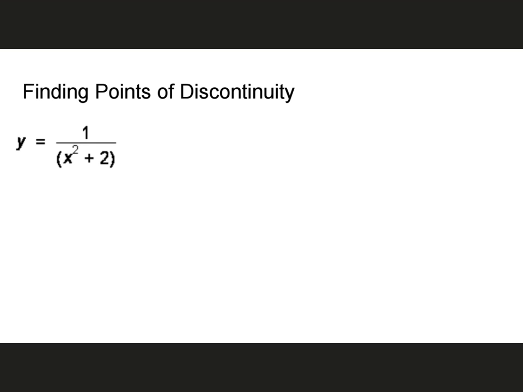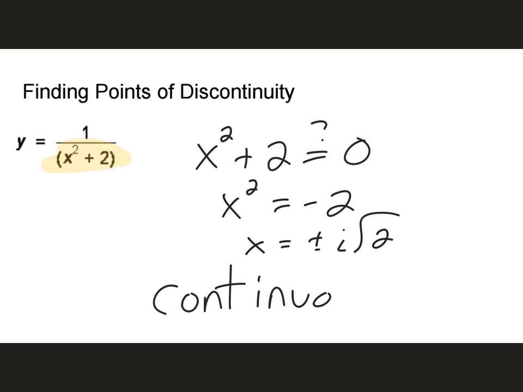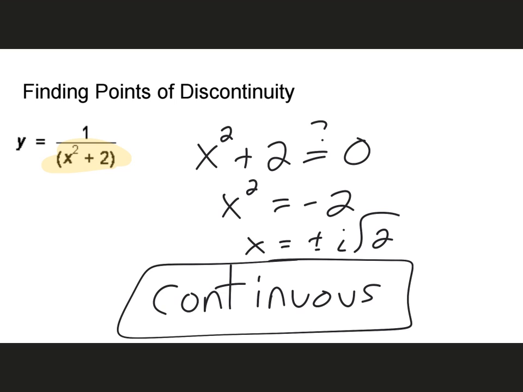Another rational function here, 1 over x squared plus 2. Again, we're going to take a look at the denominator, and we're going to set it equal to 0 to figure out where we have an issue. So if I set x squared plus 2 equal to 0, I'm asking myself which x values are going to be a problem. And when you solve this, we get plus or minus i root 2. Since that's an imaginary number, that means there are no real values where we have issues. Therefore, this is a continuous function. There are no points of discontinuity. You can trace this function without lifting your pencil.